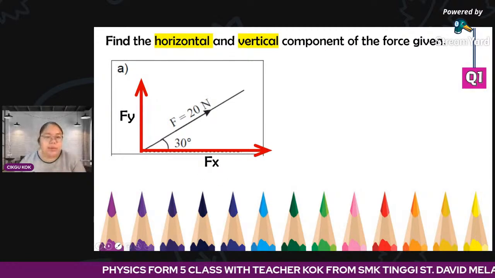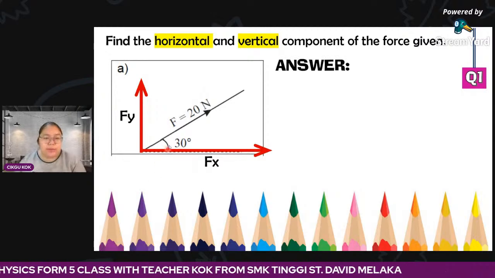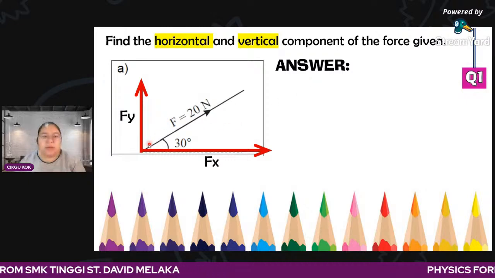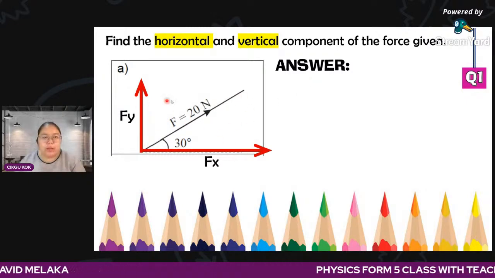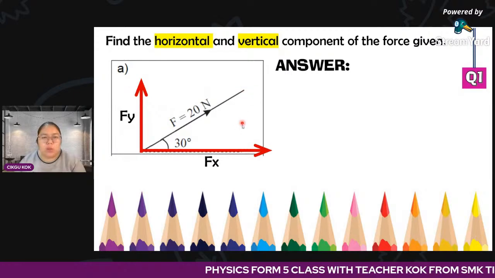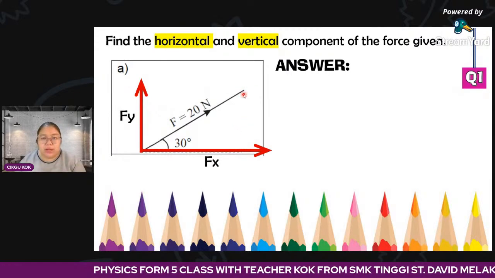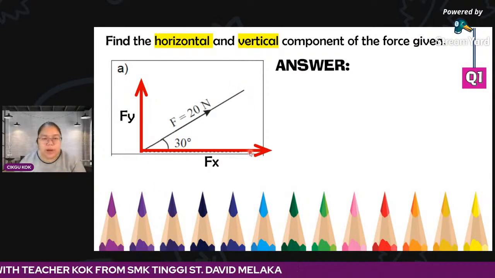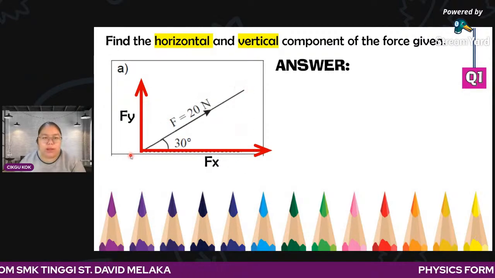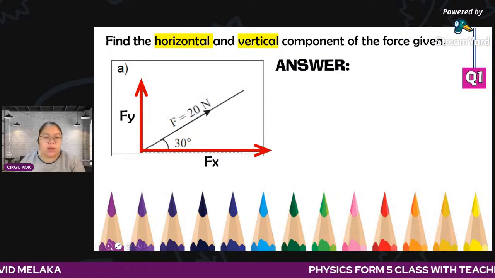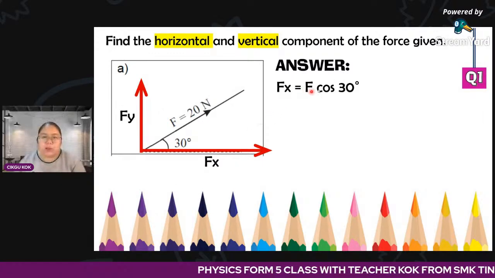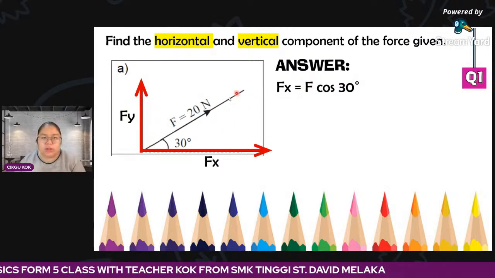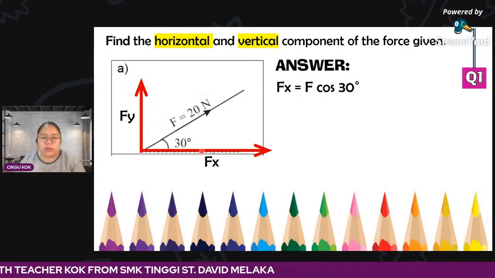Okay, so from here, I need to show the answer first. If I want to find the Fy, I put Fy equal. Then after that, you see the triangle. When I put the Fy to the other side, this is a right-angled triangle. In the triangle, the longest side is 20 Newton. So we take Fx equals F cos 30. F is the longest side of the triangle, so this one uses cos.